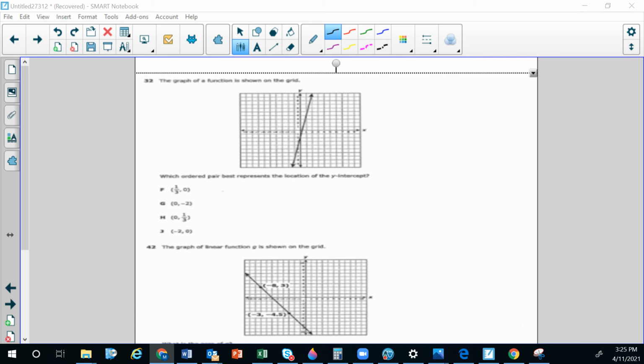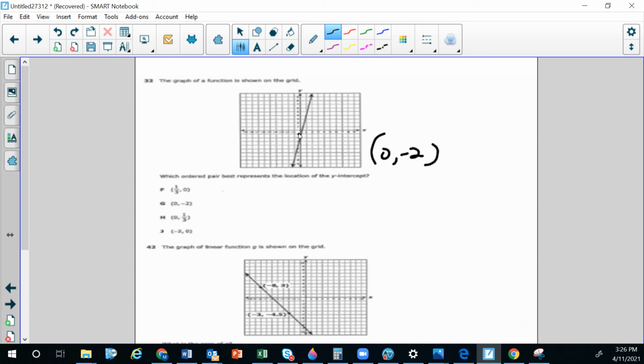On this one, you're given a graph and you're asked to find which ordered pair best represents the location of the y-intercept. The graph is not of good quality, but it looks like -1, -2, -3, negative. So the y-intercept is at (0, -2), and which one is that going to be? G. A negative y-intercept.